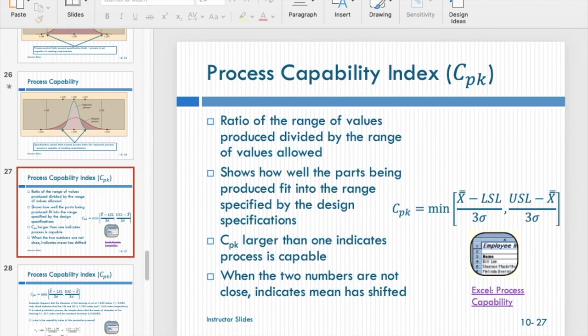So if the CPK is larger than 1, it indicates that the process itself is capable, is good, okay. And when the CPK is larger, it means that your process is better. So a larger CPK corresponds to a better process capability, okay. That's a very important point. When the CPK is larger, it represents a better process control procedure, and if it's larger than 1, it already indicates that it's very good, okay.